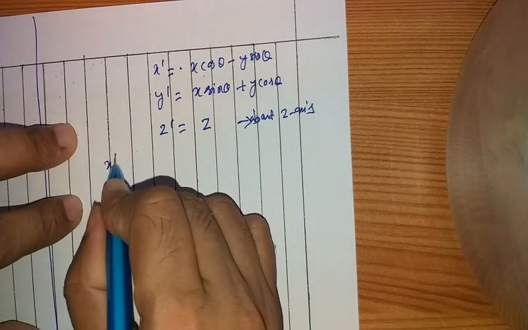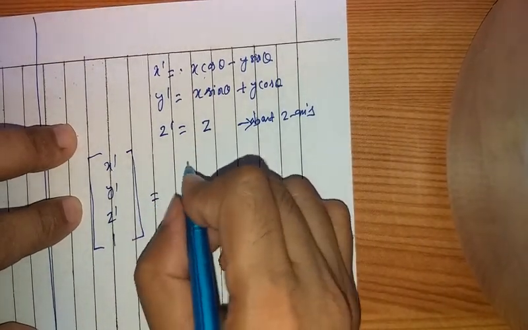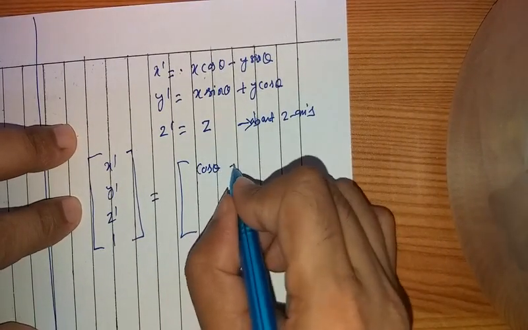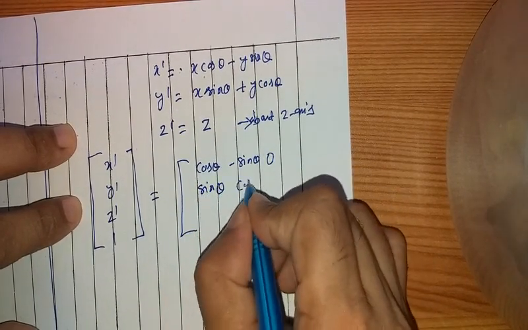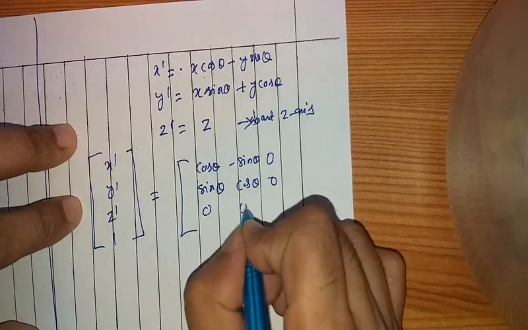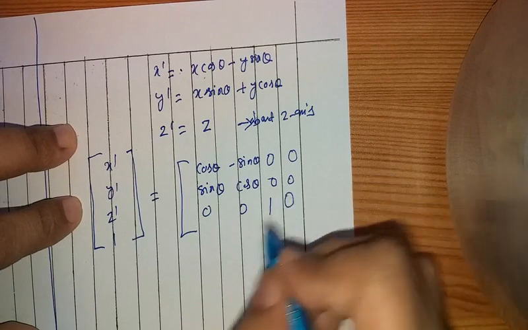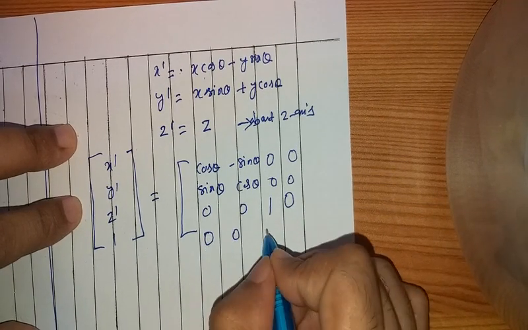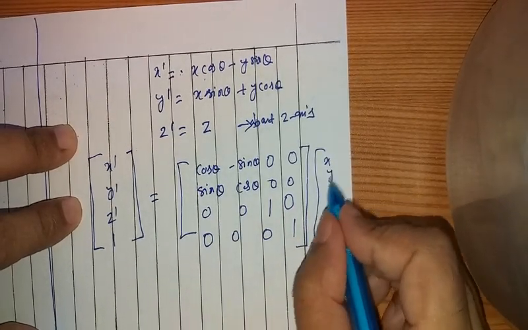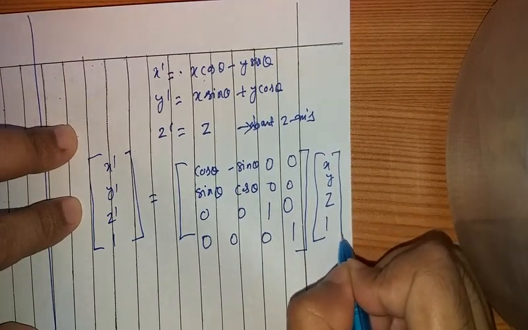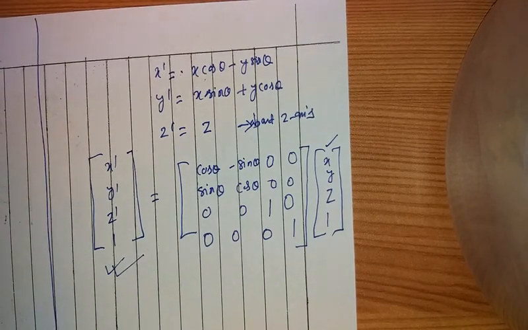Now x dash, y dash, z dash in matrix form we can write: cos theta minus sin theta 0, sin theta cos theta 0, 0 0 1, and no shifting operation 0 0 0. Now finally the augmented matrix will be with 0 0 0 1, and this will be the current coordinate system. This is the rotated coordinate system.